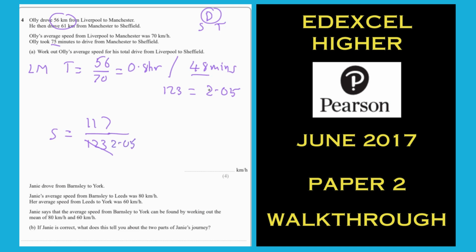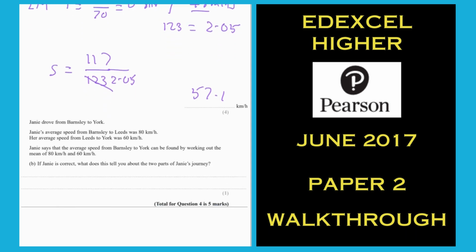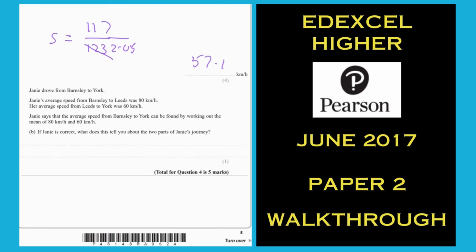Doesn't matter which order, no one cares. It's 57.1. On we go. Janie drove from Barnsley to York, etc. Now, if you read all that, whatever, at the end of the day, it's only worth 1 mark.